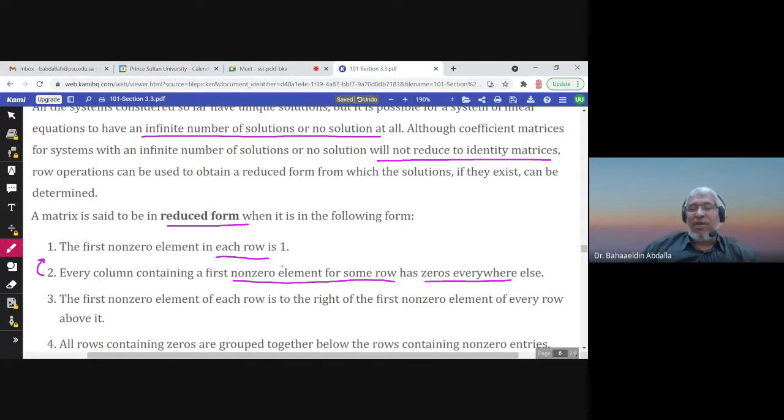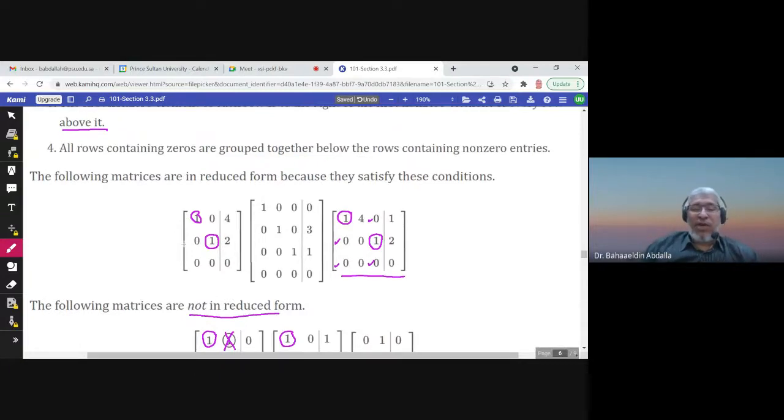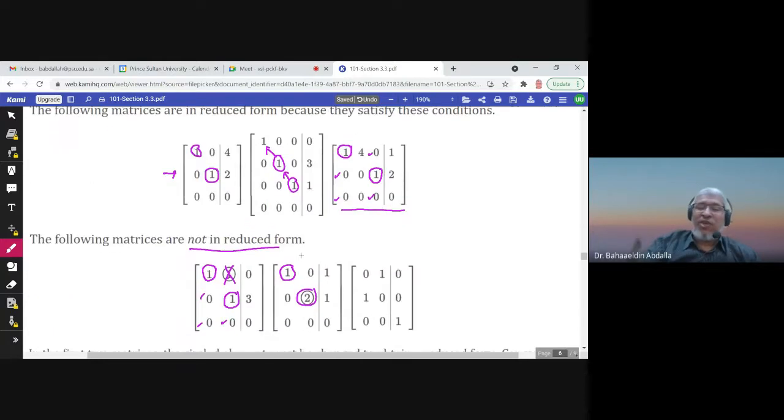and all the elements above and below in the same column should be zeros. Now, the third condition: the first non-zero element of each row is to the right of the first non-zero element of every row above it. Okay, so this means that the 1 in the second row is to the right of the 1 in the first row. For example, here, this one is to the right of this one, and this one is to the right of this one.